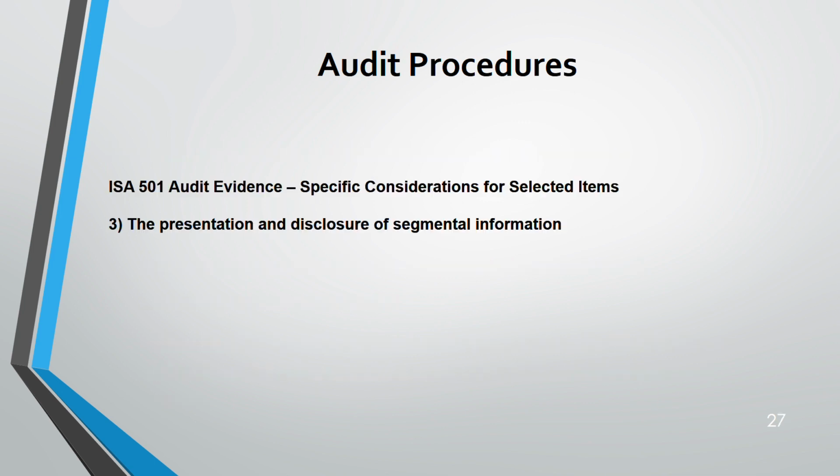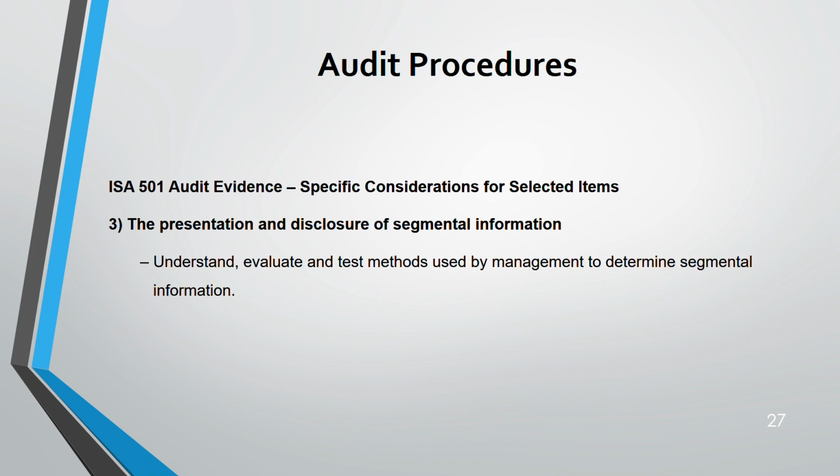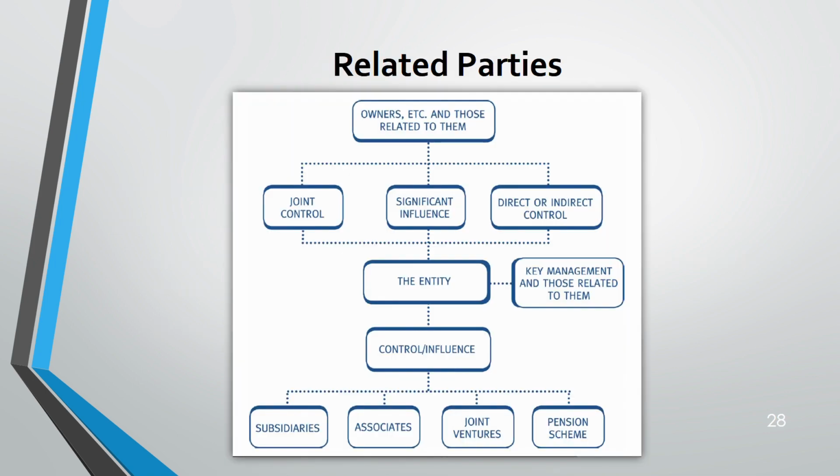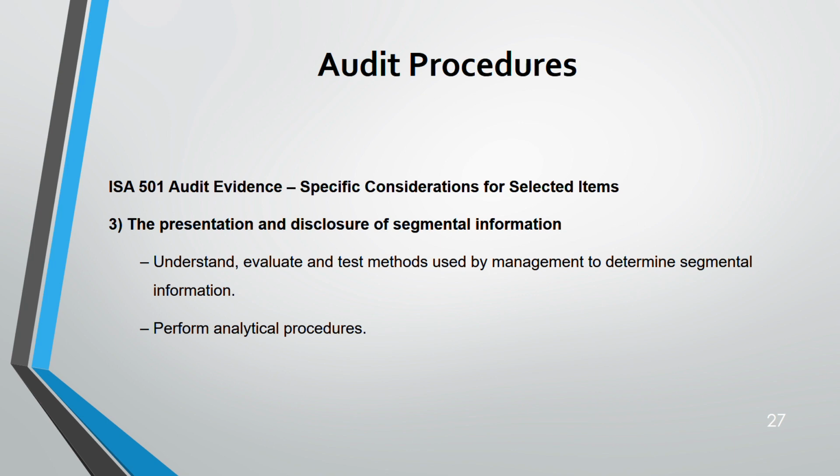Third is segment information. Segment information is dealt with in IFRS 8. Here, you need to understand, evaluate, and test methods used by management to determine segmental information. How do they determine segmental information? Next, perform analytical procedures in this area. So that's it. We have finished the first part of this lecture, that is audit procedures for specific items.